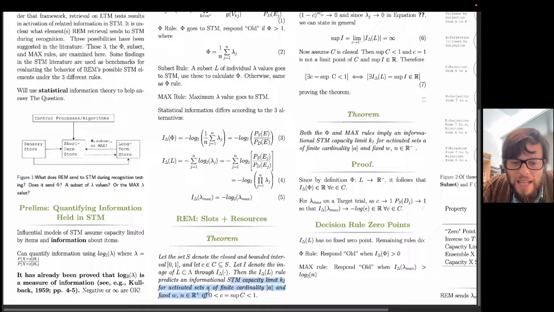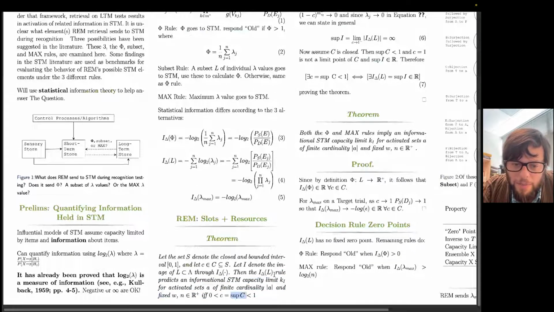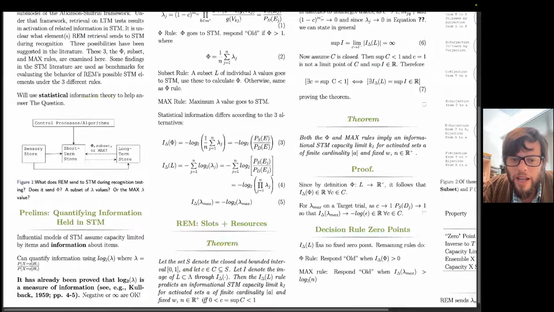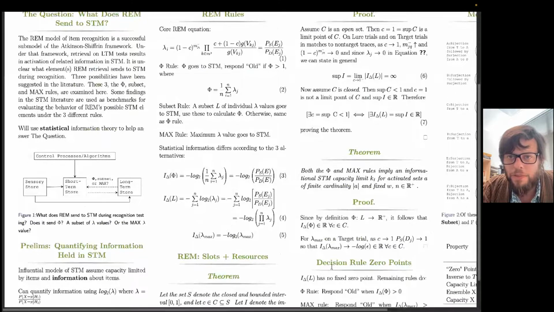And then fixing the other parameters, which are positive reals, this will hold. There'll be this capacity limit if and only if the least upper bound of the copy probability is between 0 and 1. It can't be equal to 1. That's the theorem. Okay, that's for this I delta of L rule. So then the proof is really simple.